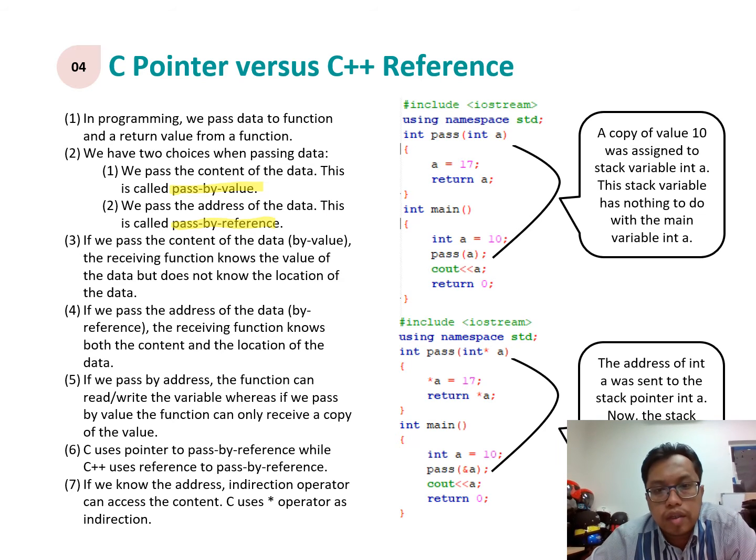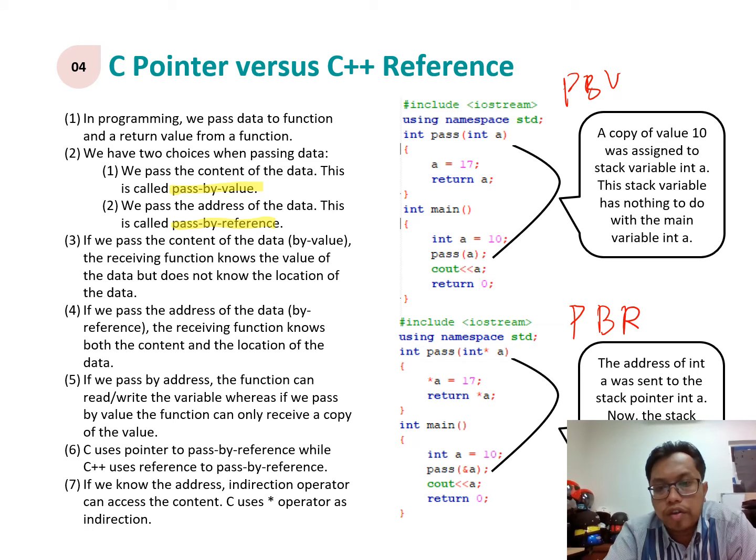So what is the difference? The first one, this example, is called pass by value, and this is pass by reference. You can try this code yourself. These are two separate programs, the first program and the second one. Don't write both of them under a single source code. When we use pass by value, basically we just pass a copy of the value to the function.